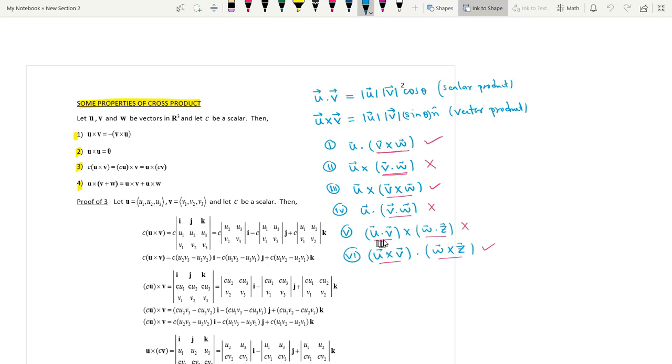Now u dot v is a scalar, w dot z is also a scalar, and there is a cross product between them, but cross product is only defined between two vectors. But here we have two scalars, so this is meaningless. And finally, u cross v is a vector, w cross z will also be a vector, so we can take the dot product between two vectors, and this is meaningful.